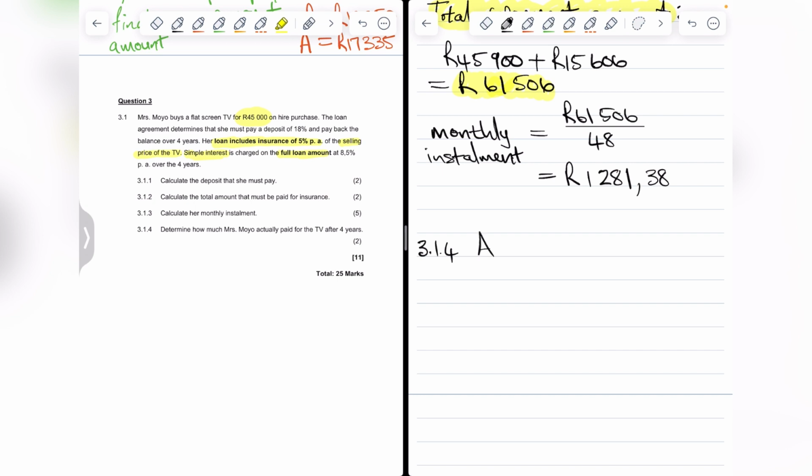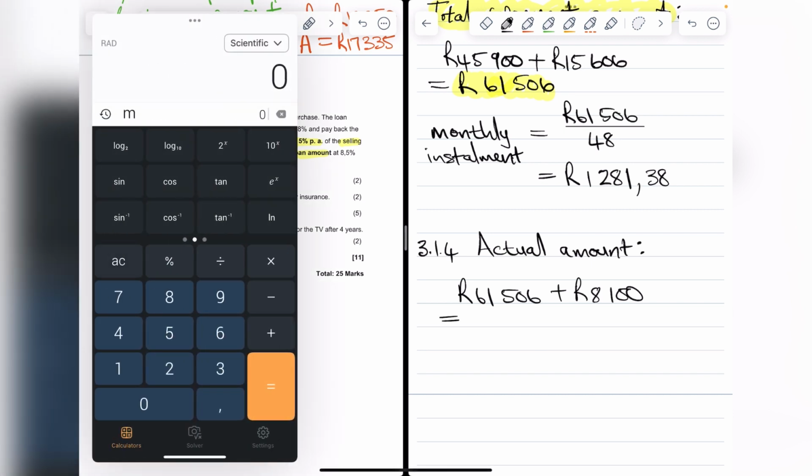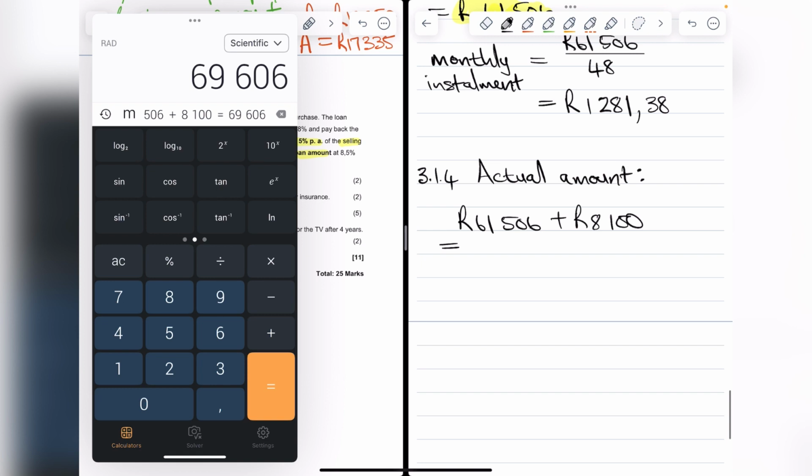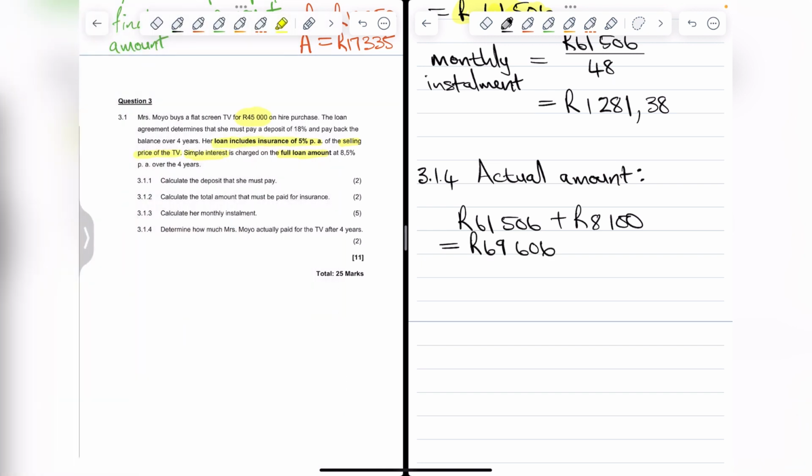She paid, so actual amount, if we can call it that, actual amount was 61,506 Rand plus our deposit of 8,100 Rand, and that is equal to 69,606 Rand. That is what Mrs. Moyo paid back in total for the TV after 4 years.